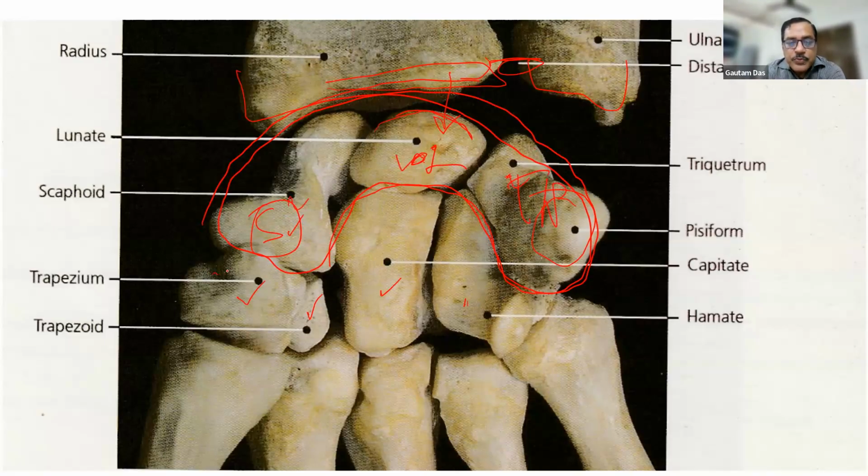And the distal row is like an inverted T. What is there? The two bones, trapezium and trapezoid. Then in the middle is the very big, largest carpal bone, the capitate. And here is your hamate. Hamate is like this. This part is your hook of the hamate, and this is the other part of the hamate. So this is like an inverted T. This is how we can remember the shape of these different carpal bones.